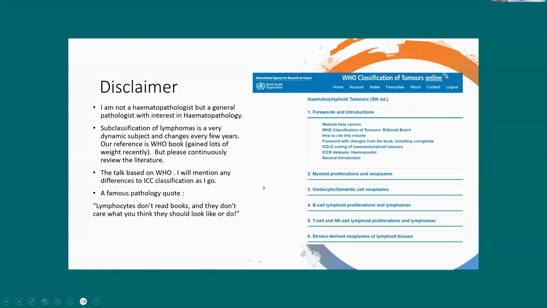I will mention any differences in the ICC classification as I go, as you know that there are two groups, but the general framework, I believe, is the same between those two groups. You have to remember that lymphocytes don't read books, and they don't care about what you think they should like or do. So what we will be saying here are general terms and general features, but each lymphoma likes to change one or two of the general things that we see.